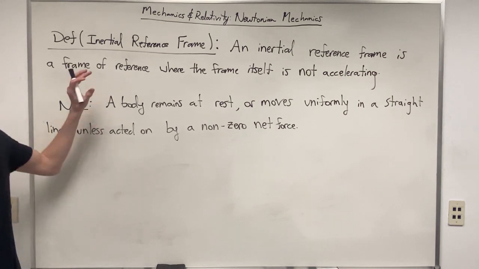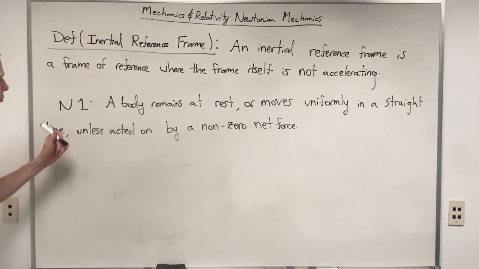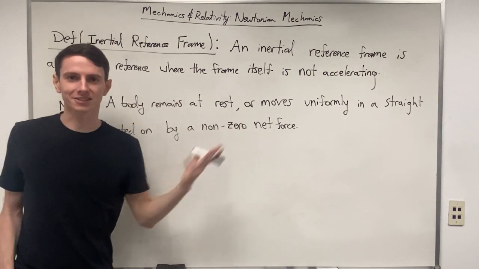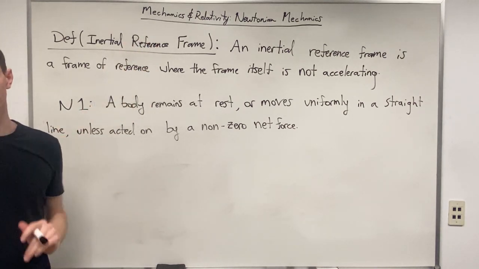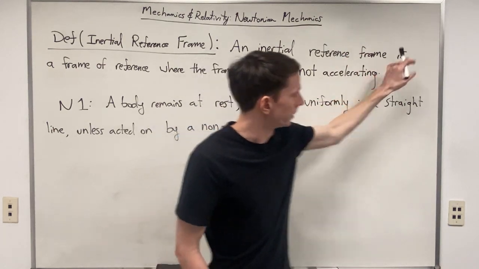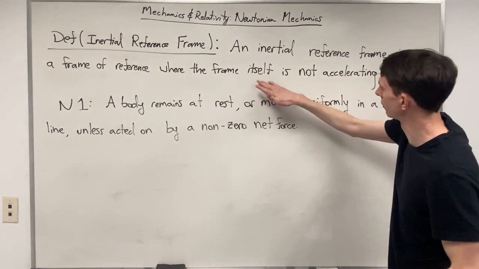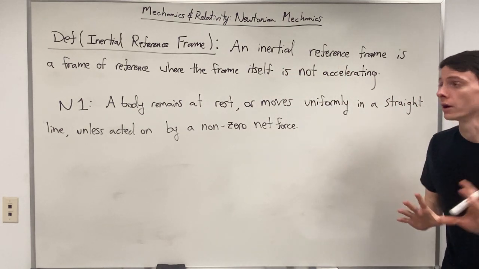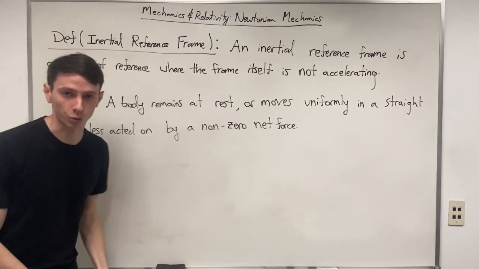Okay, so we have the definition up here for an inertial reference frame. And then right below this, I just rewrote Newton's first law again, just so we could have it as a reference, I guess. No pun intended, of course. Let's first go through the definition here. It says that an inertial reference frame is a frame of reference where the frame itself is not accelerating. Okay. So this is talking about the inherent coordinate system that we are working in.